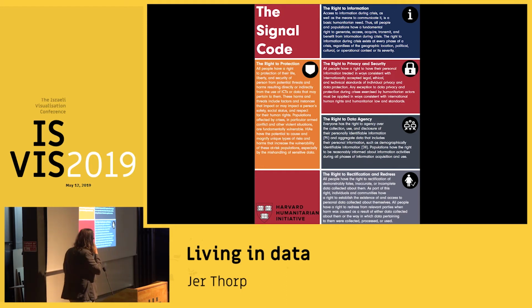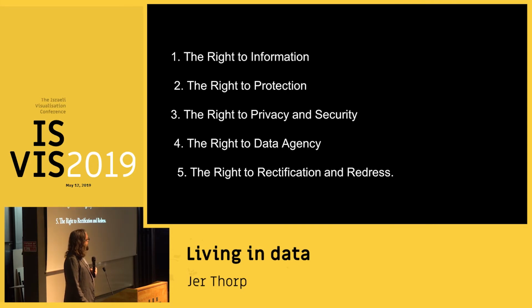This is some work by Nathaniel Rabin. He was at the Harvard Humanitarian Initiative, and what they built was this kind of rights code around data. And I can send a link to this, but essentially they're saying that data rights should be human rights, and these rights are delineated in a very specific way. So these are the 5 data rights that they are very much advocating for.